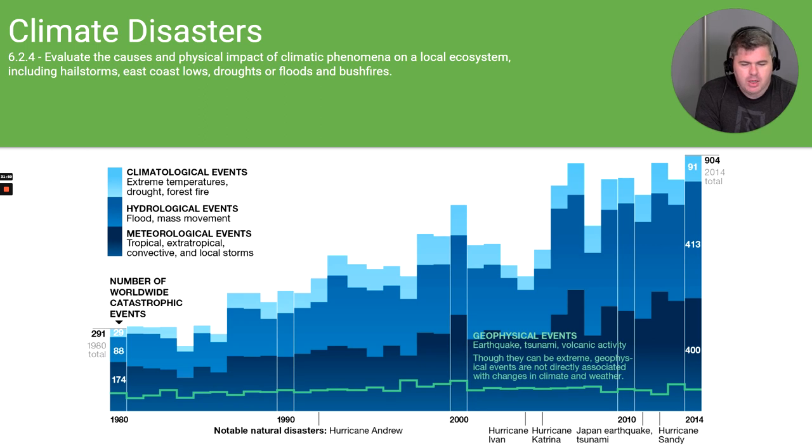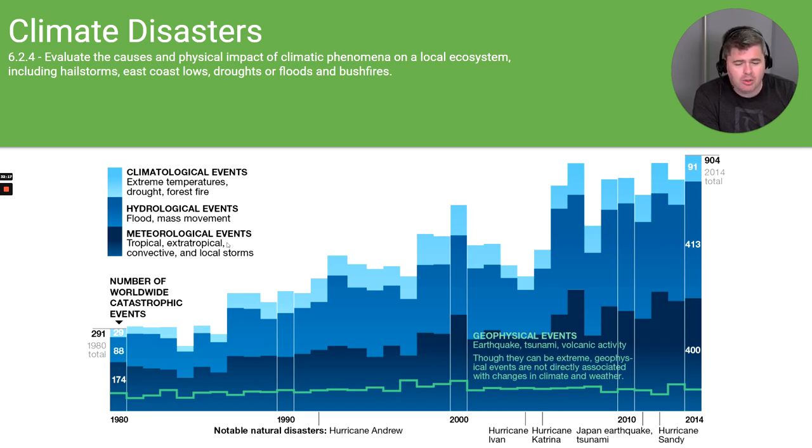Here, we can see a various array of events, such as Hurricane Andrew, Ivan, Katrina, a Japanese earthquake and tsunami, Hurricane Sandy, and geophysical events are down here in green. Up the side are the total number of events worldwide. Down the bottom, we have what year they occurred in.